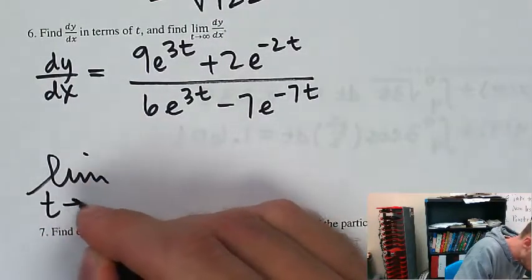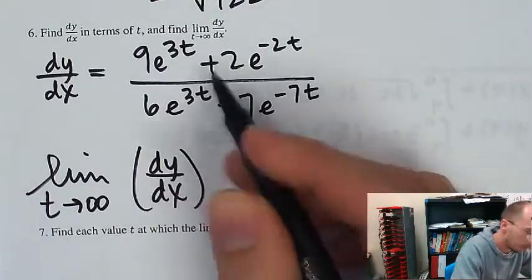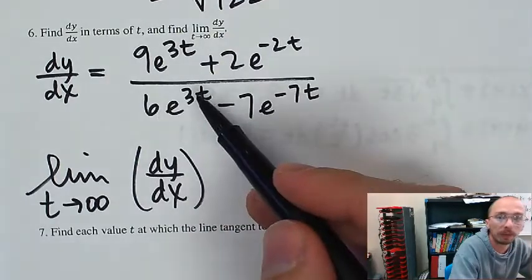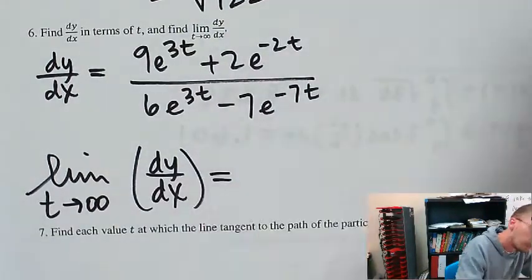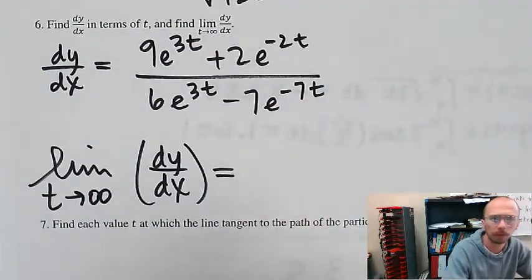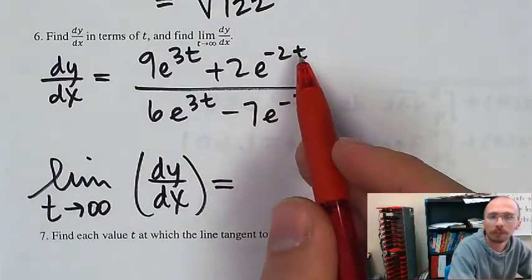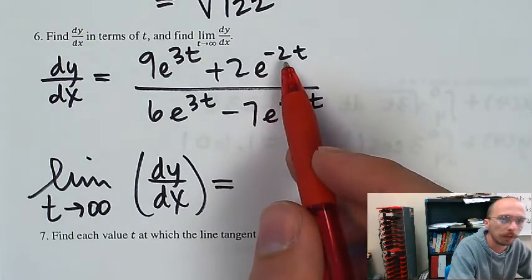And then the limit as t approaches infinity of dy dx. You're looking for the biggest thing on top and bottom. The biggest thing I'm seeing is 9e to the 3t and 6e to the 3t. So those essentially are the same, so I'm going to divide their coefficients. It's going to be 9 over 6. But as that's happening, you might be like, wait, what about these other exponentials? Aren't they growing exponentially? And they are if t goes to negative infinity. But as t approaches infinity, this is like 1 over e to the 2t, right?